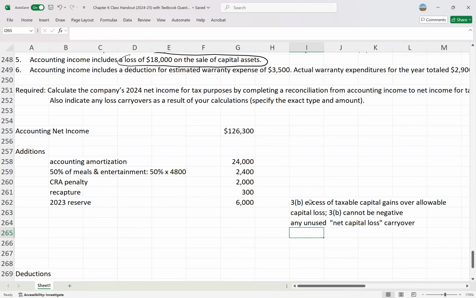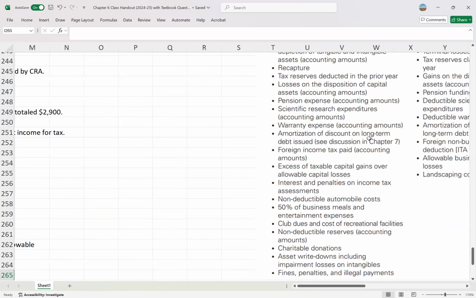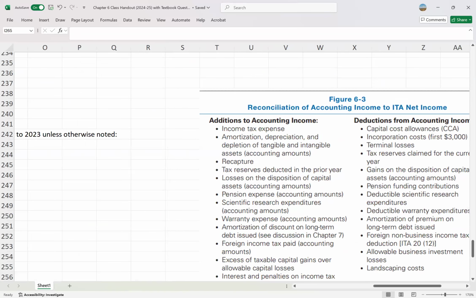So what we're told is that when they calculated their accounting net income, they deducted this capital loss of 18,000 to get to 126,300. Now we know that only 50% of that is deductible for tax purposes, but we also know that 3B cannot be negative. So what do we have to do in this situation? We have an accounting loss. Any accounting losses, we have to add back, because remember, the accounting loss is the full 100% amount. So we have to add that full amount back.